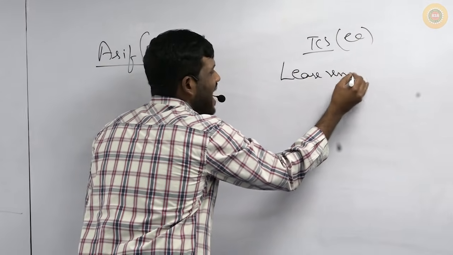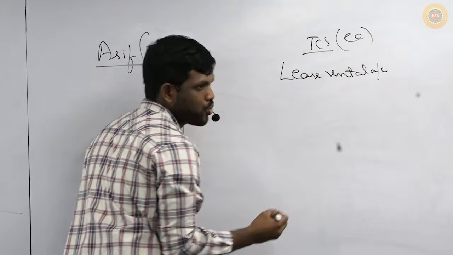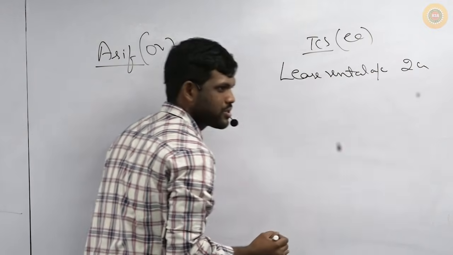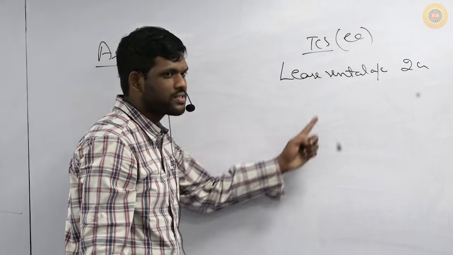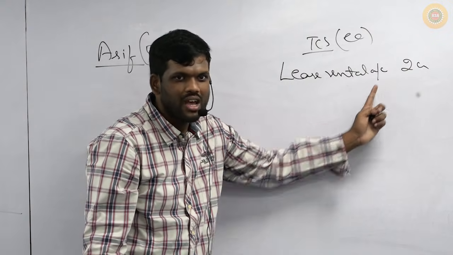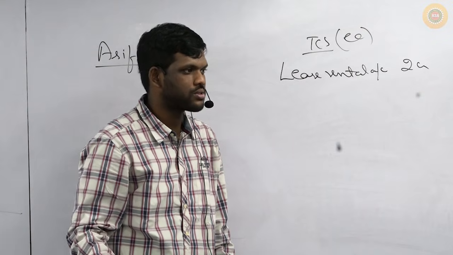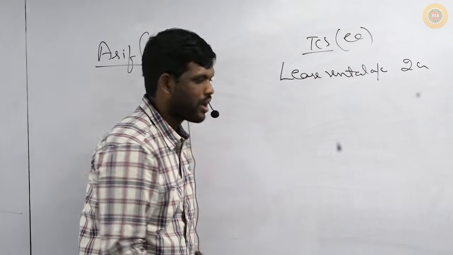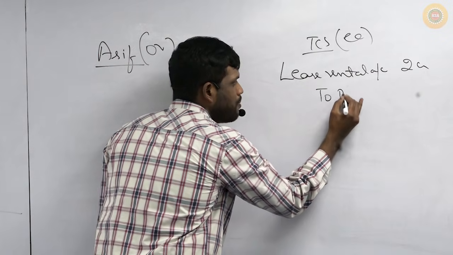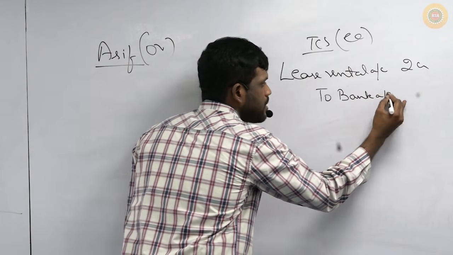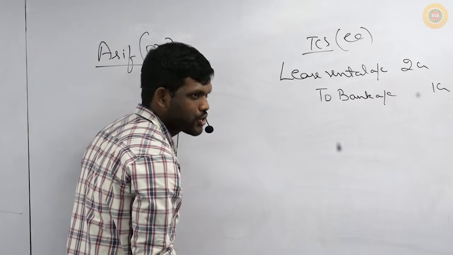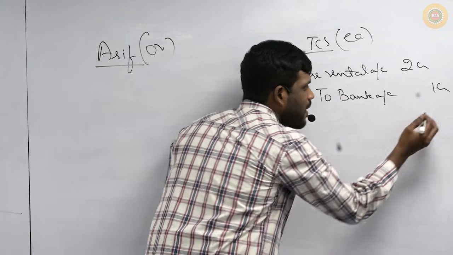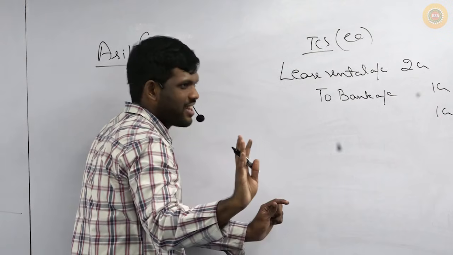What should be my annual expense? 2 crores. You found 2 crores. Lease rent account debit 2 crores. Just because AS19 is telling 2 crores, I will not pay Asif 2 crores. I have agreed to pay Asif only how much? 1 crore. Everyone look please. To bank account 1 crore. Okay, the journal tallied. Remaining 1 crore.